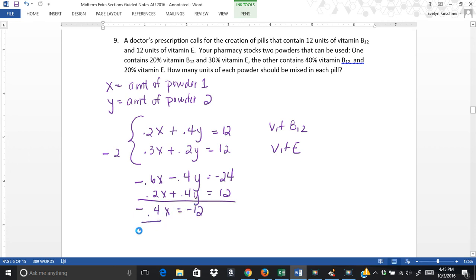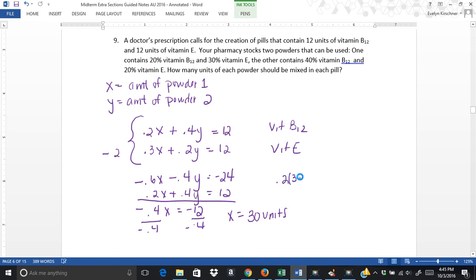I divide by negative 0.4. And that tells me that X is going to equal 30. So I need 30 units of powder 1. So let's see how much I need for powder 2. I'll just plug in. So I'll just use the first one.